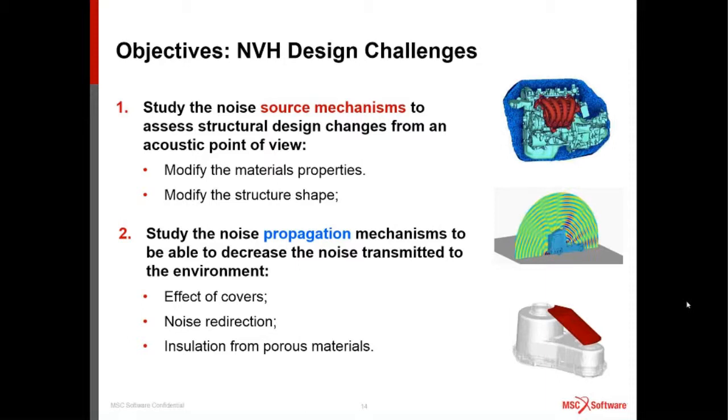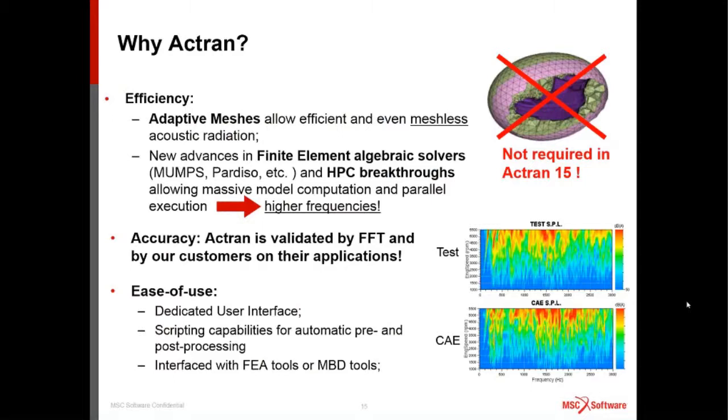How do we do that? Well, for example, we can add covers or try to redirect the noise towards areas where it is less important. Or finally, we can also introduce insulation with porous materials. And for that, we will need a dedicated tool. Next slide, please. Here are just a few elements to consider why using Actran.